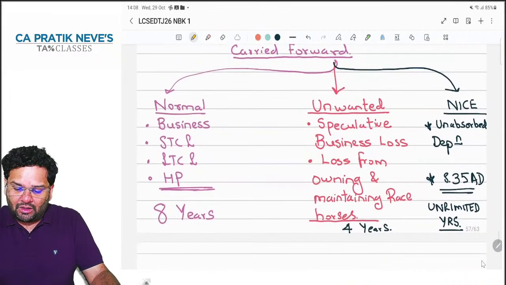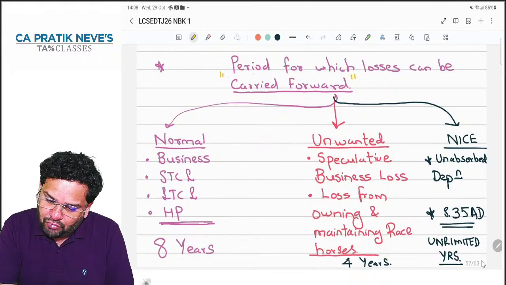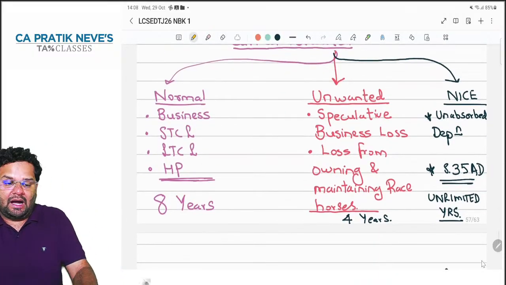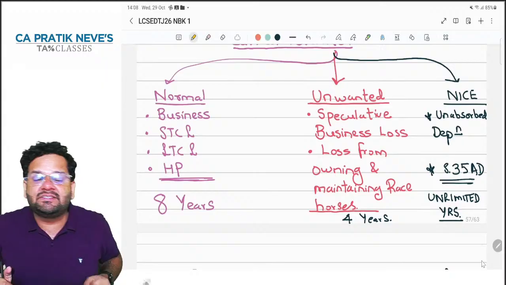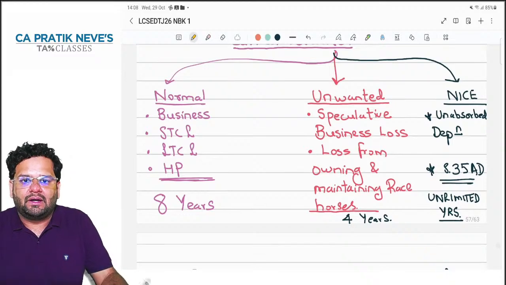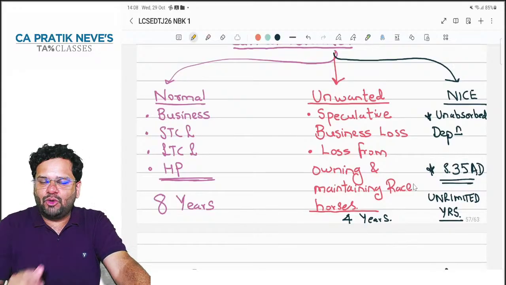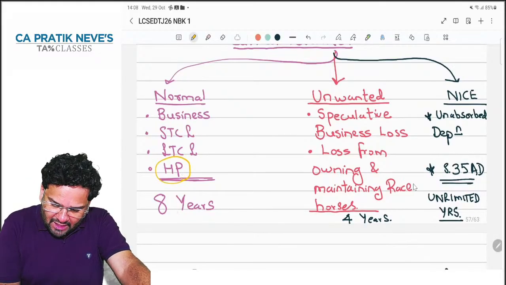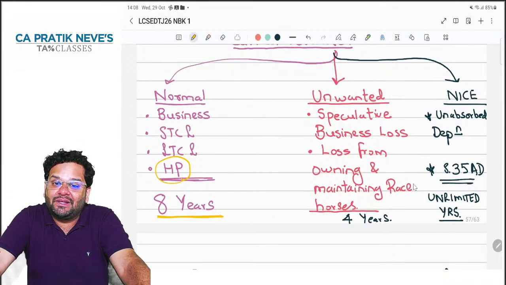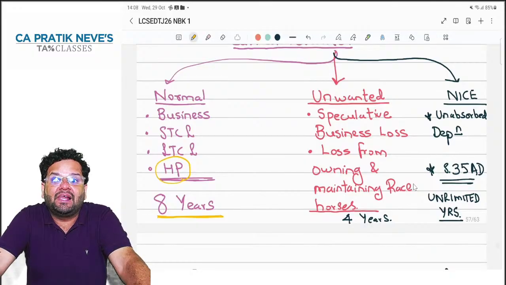And now comes one critical point, that whatever losses you have carried forward, for what time span they can be carried forward. Meaning to say, after this span is over, these losses will not have any validity. They will expire. Okay, you have to assume as if this loss had never happened. For example, if you had HP loss now, that HP loss can be carried forward only for 8 years. After 8 years, that loss will lapse. Lapse means it will be like invalid, null and void, no effect.